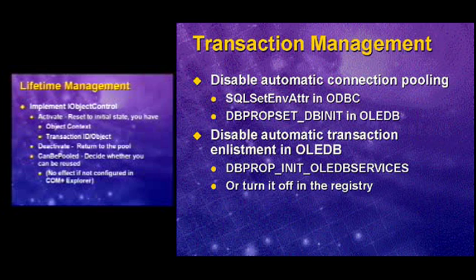So Activate, I can either set or reset to initial state. Remember, Activate is going to be called every time: deactivate, CanBePooled, activate again. And at that point in Activate I have the object context and the transaction context. So I have both of those things. Deactivate just returns the object to a pool. And what's interesting is that if you have a pooled object that participates in a transaction, it's only going to be returned to the unenlisted pool when the transaction is either committed or aborted, which means that Deactivate is only going to be called once.